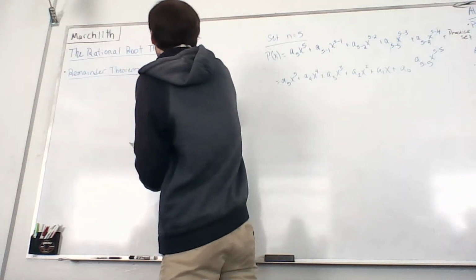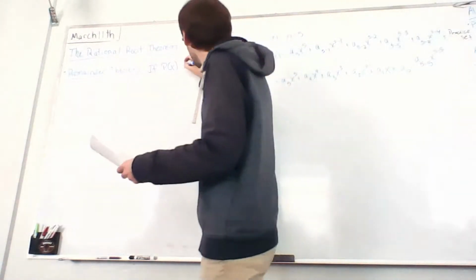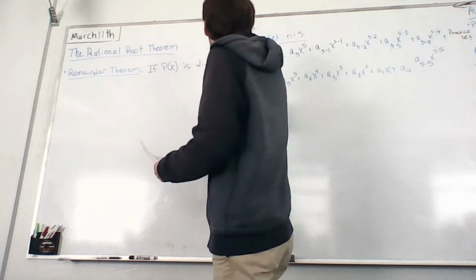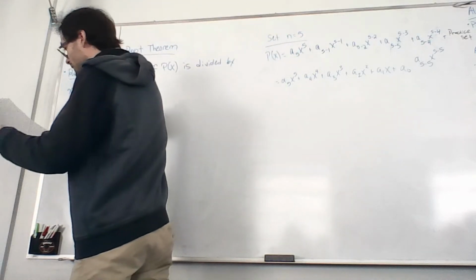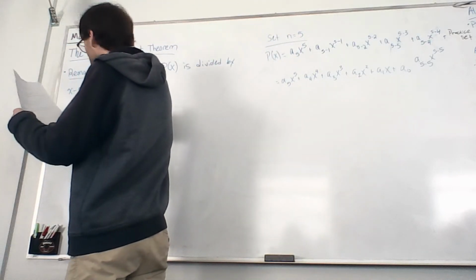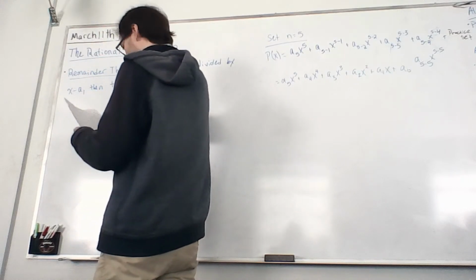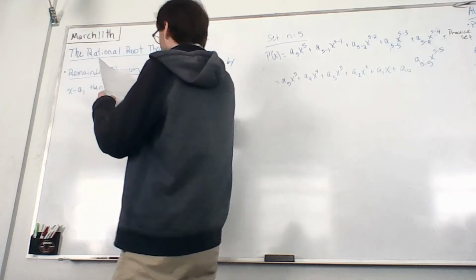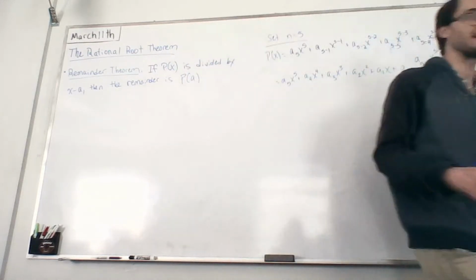So if p of x is divided by x minus a, then the remainder is p of a, which is really, really handy.